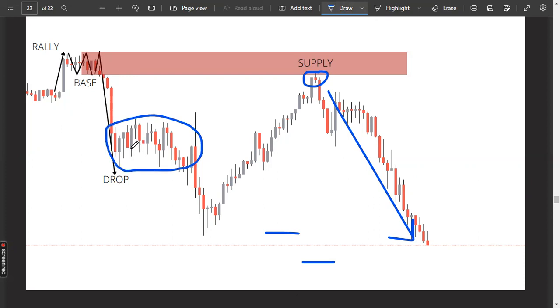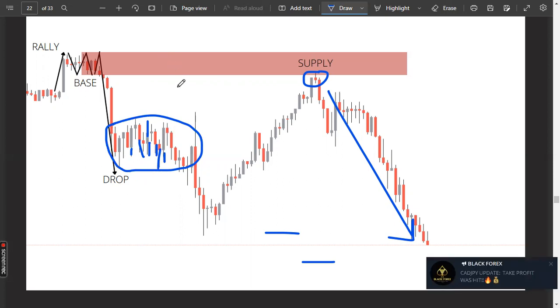You see this, a lot of wicks. These are telling us that we had buyers, sellers, buyers, sellers. That's why you see wicks. Sellers, buyers, again sellers, they went down, sellers, sellers. This means there is a creation of buyers and sellers. That's why we see wicks.